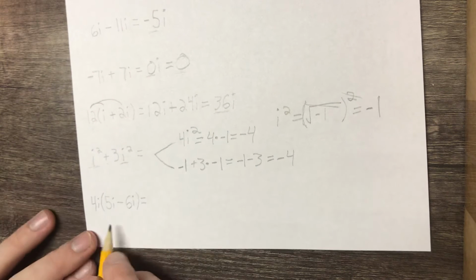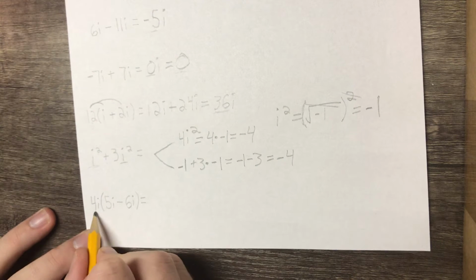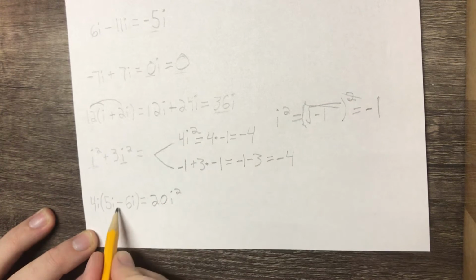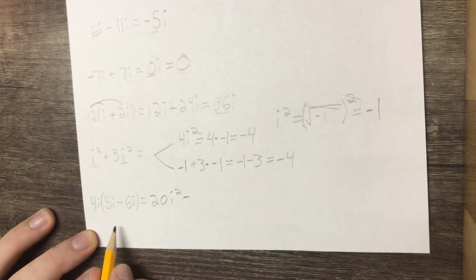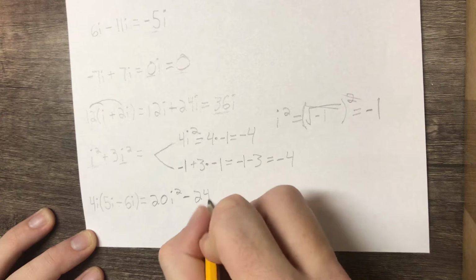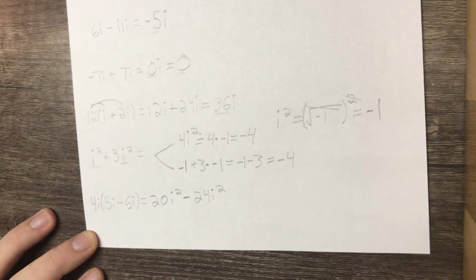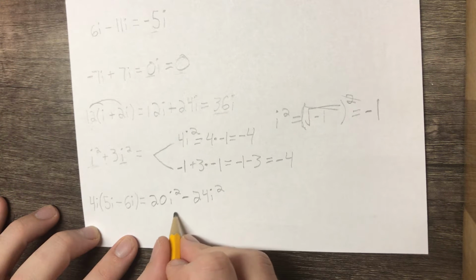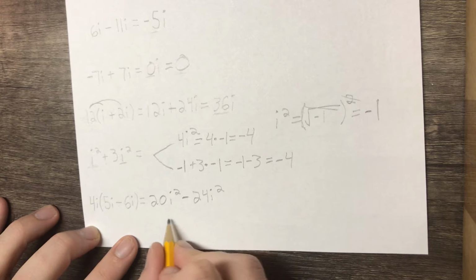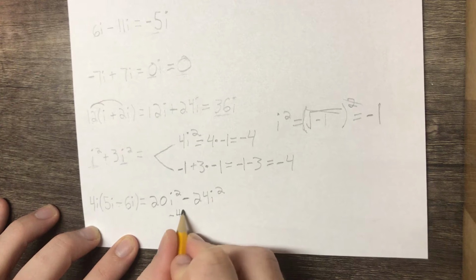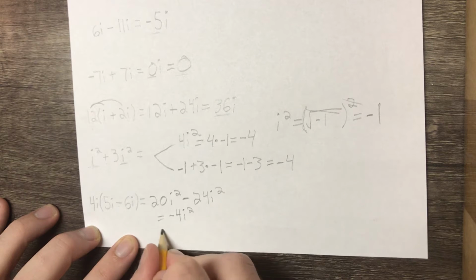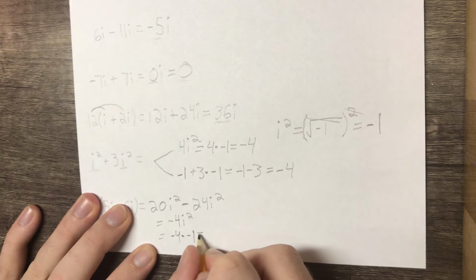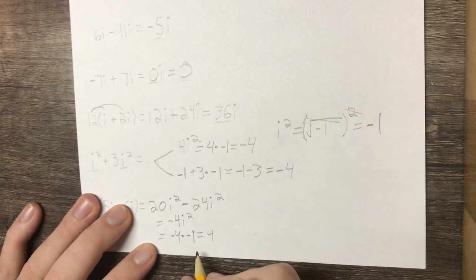So now we're looking at this next one, and you can see that we have 20i squared minus 24i squared. Once again, we could say this is -4i squared, which I'll write out for you. This is -4i squared, which is going to equal -4 times -1, which equals 4, right?